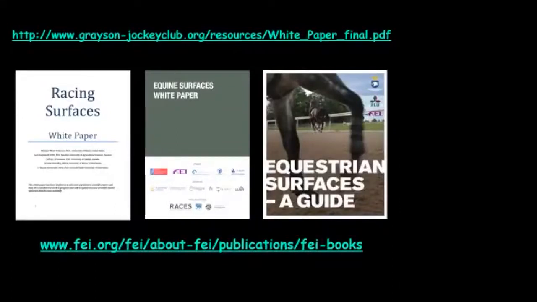Now, if you're interested in surfaces, these are some free resources. On the left is the racing surfaces white paper, and the equivalent for sport horses is the equine surfaces white paper. The racing one is on the Grayson Jockey Club website. The sport surface one is on the FEI website, and also on the FEI website there's the one on the right, the Equestrian Surfaces Guide, which was developed from the Equine Surfaces white paper.